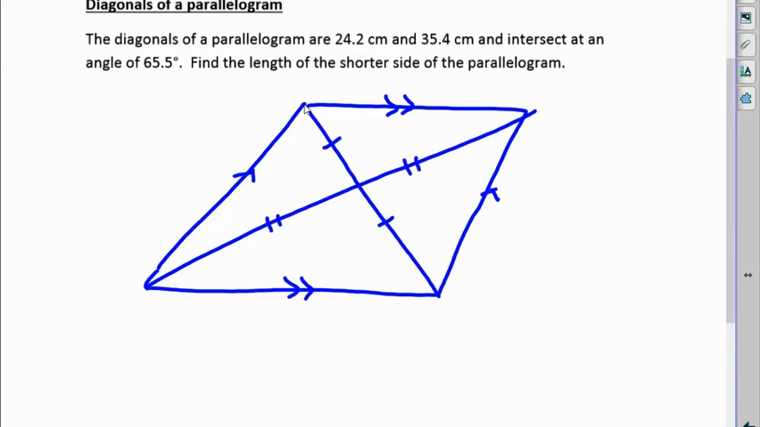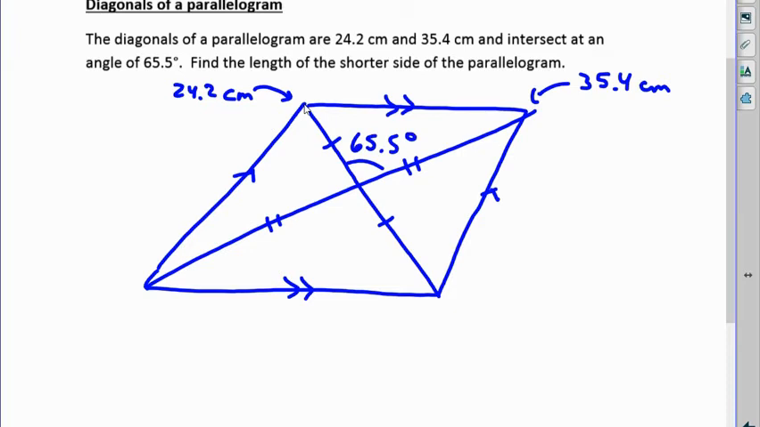They say the shorter diagonal is 24.2 centimeters, and the longer diagonal is 35.4 centimeters. There is an intersecting angle of the smaller angle, and it's hard to tell which one is smaller, but I think this one looks a little bit smaller, so 65.5 degrees.